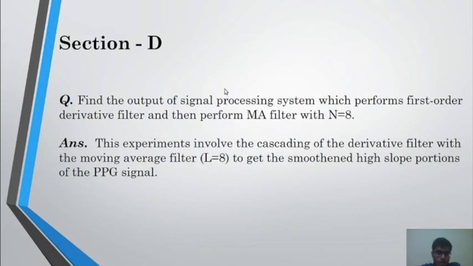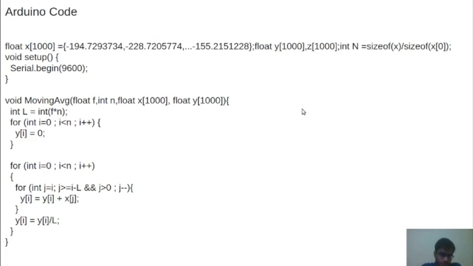Now comes the last part of this experiment. In this we had to find the output of a signal processing system which performs the first order derivative filter and then performs the MA filter with n equal to n. This experiment involves cascading the derivative filter with the moving average filter to get the smooth and high slope portion of the PPG signal. So here we first have the derivative filter, and after that we put an MA filter to smoothen it out further.